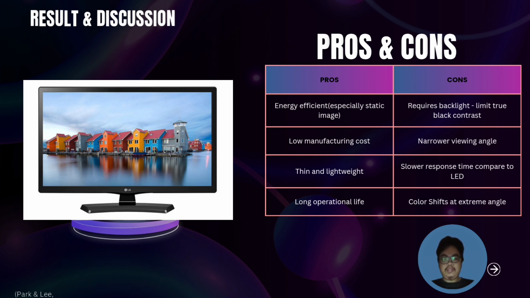So let's talk about the final part of the result and discussion, which is the pros and cons. For the pros, LCD is energy efficient, it has low manufacturing cost, it is thin and lightweight, and it also has a long operational life. But the cons for LCD is that it requires a backlight, which can limit the true black contrast. It has a narrower viewing angle. It has slower response times compared to LED. And last but not least, there is color shift at extreme angles.